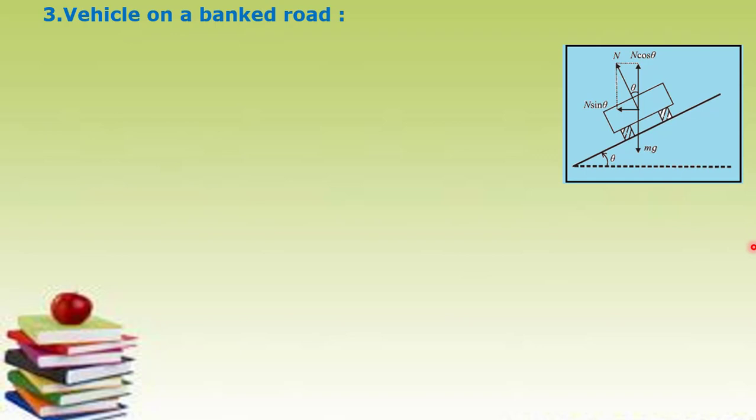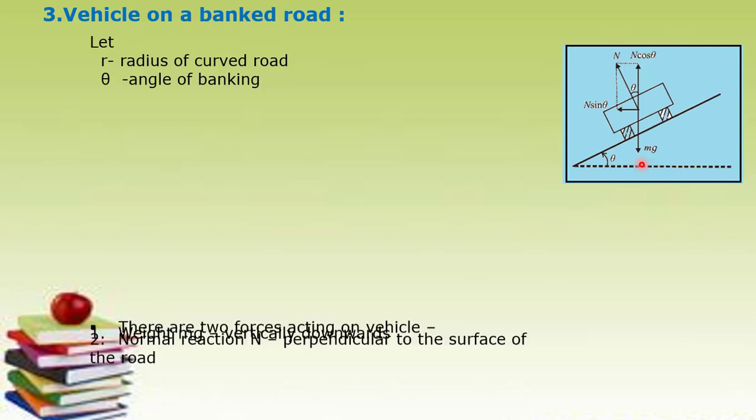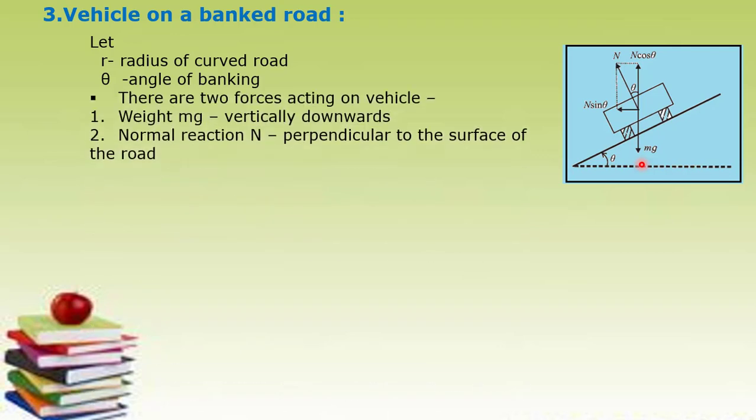Third is vehicles on a banked road. Here a vehicle is there, and that vehicle is turning on the road at the corner. So at the corner on the road you will get an angle, that is the theta angle. Let r be the radius of the curved road and theta the angle of banking, and there are two forces acting on the vehicle.